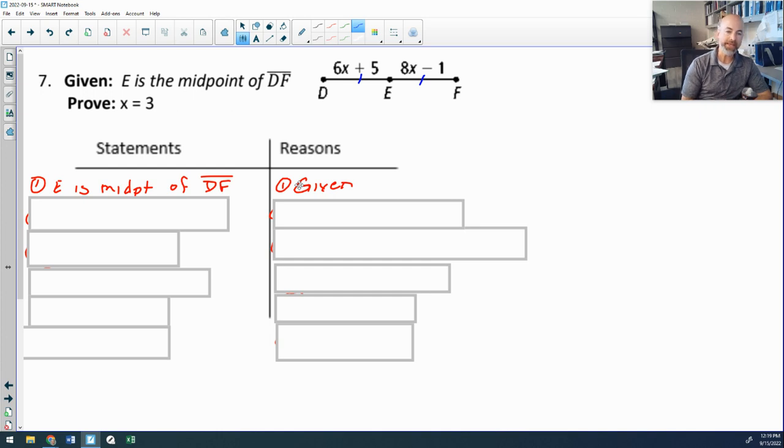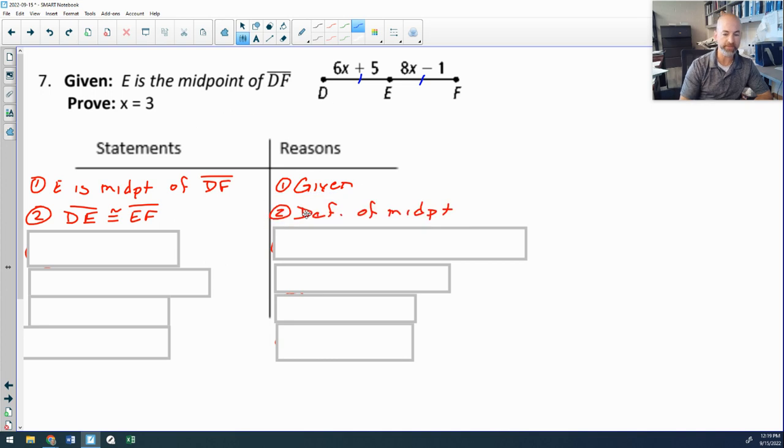Okay, so now I'm thinking, if I know that E is the midpoint of DF, what can I conclude? What does that mean? And you want to go in little bitty baby steps. You want to write down every thought you have. If E is the midpoint, then that means that this segment DE is congruent to the segment EF. That's my next statement. DE is congruent to EF. Well, how do I know that? Because that's what a midpoint does. That is the definition of a midpoint. It divides the segment into 2 congruent segments.